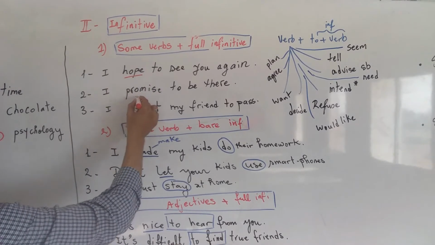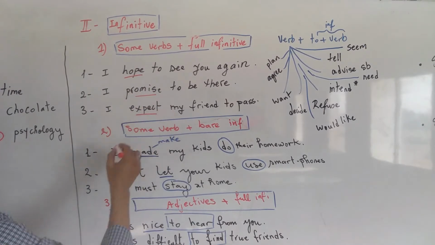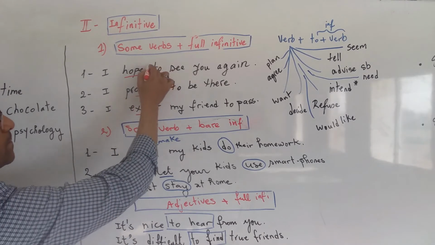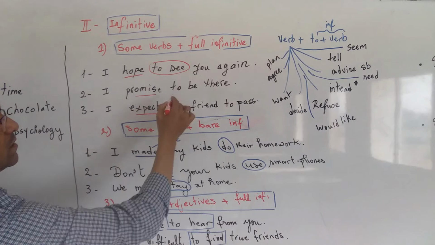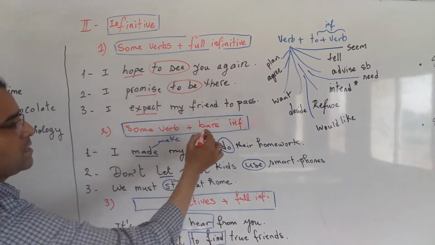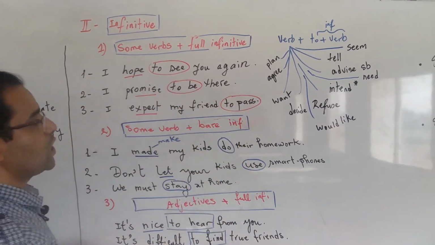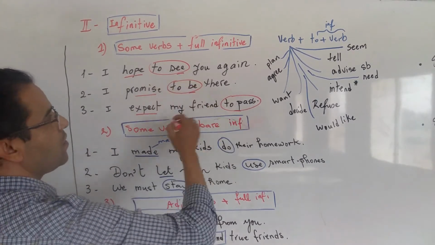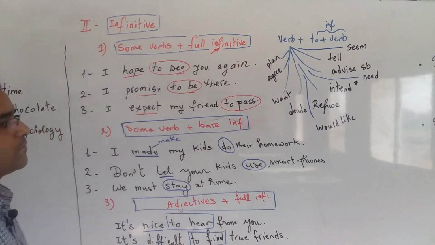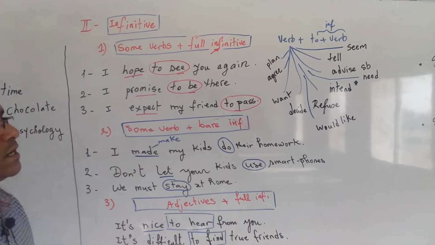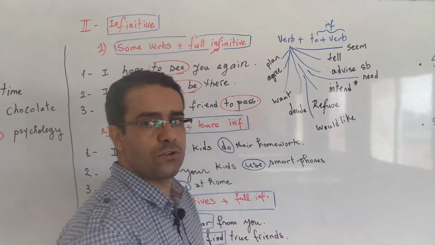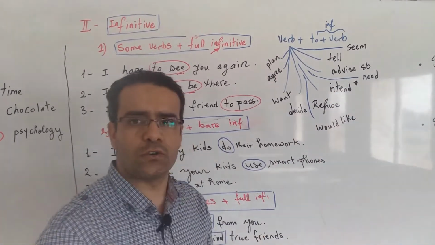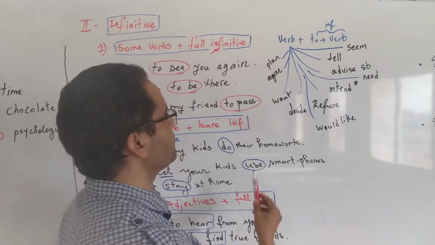Hope, promise, expect. Now the verbs that are following these verbs are to see, to be, to pass. So you can see that all of them are in full infinitive. Okay? Now here are some other examples you can use. So all of these verbs are followed by full infinitive.